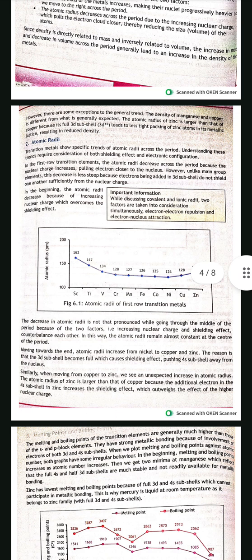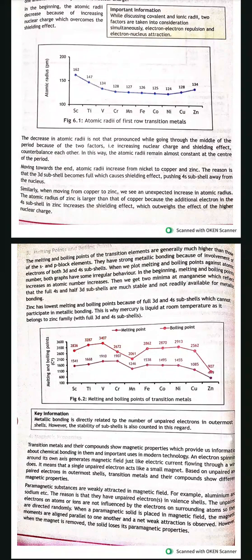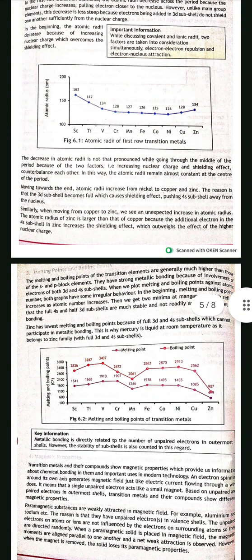In the beginning, atomic radii decrease because of the increasing nuclear charge. The decrease in atomic radii is not that pronounced while going through the middle of the period because two factors, increasing nuclear charge and shielding effect, counterbalance each other. In this way, the atomic radii remain almost constant. So at the center of the period, the atomic radii remain constant.